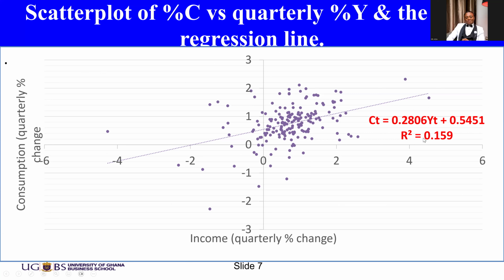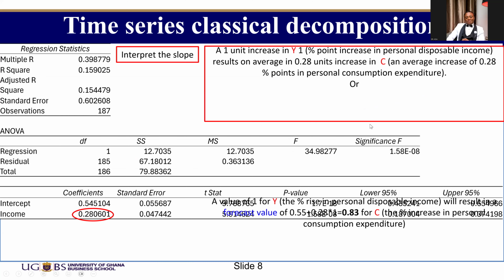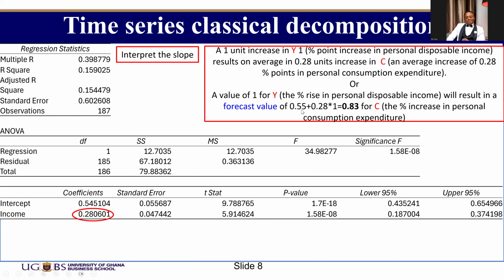So whatever is obtained is going to give you the actual forecast value that will result should you increase income by 1 unit. Okay, so I've done the addition so you can see the result for this. If I add 0.55, it was actually 0.5451, but I've rounded it to 2 decimals. And then 0.28, it was actually 0.2806, but I've rounded it to 2 decimals. So if you do that, you're going to get 0.83.